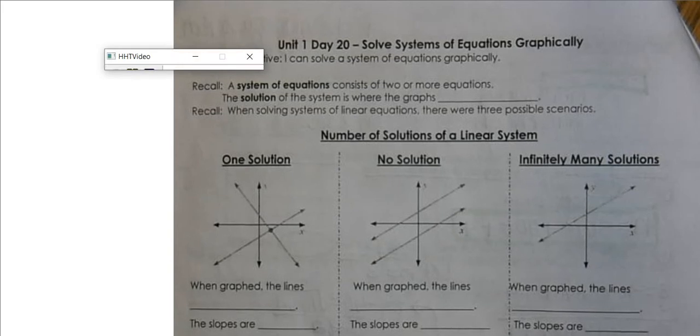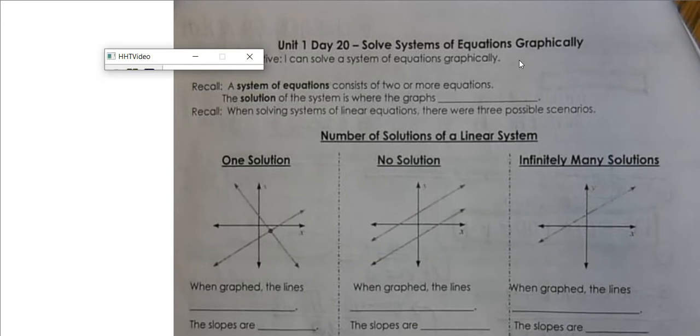Hi everyone, for today's lesson, we are going to learn how to solve systems of equations graphically. Our learning targets for today are for you to be able to say, simply, I can solve a system of equations graphically, which means that we're going to be graphing multiple equations at the same exact time and looking for points of intersection.